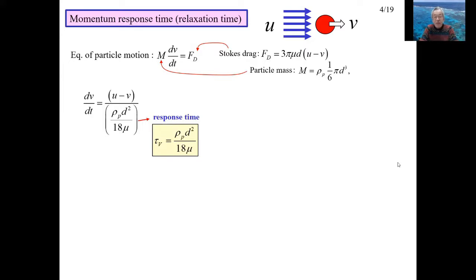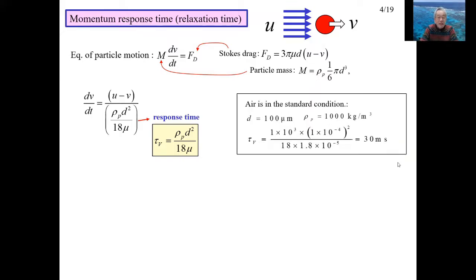The dimension of the denominator on the right-hand side is time. This time is defined as momentum response time or relaxation time. The response time represents the vulnerability or the traceability of a particle to fluid motion. If this time is short, the particle will follow the fluid velocity quickly, and if this time is large, it will follow the fluid gradually.